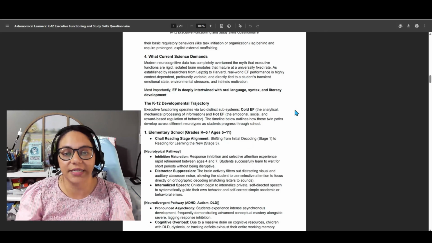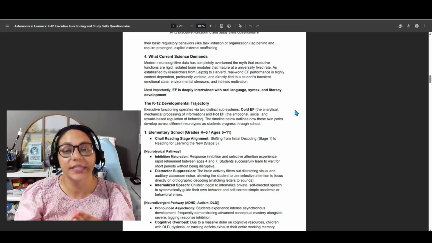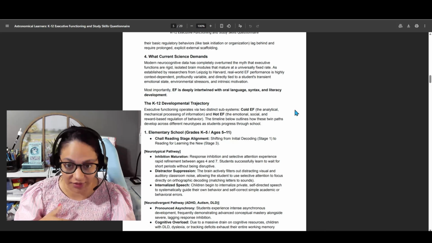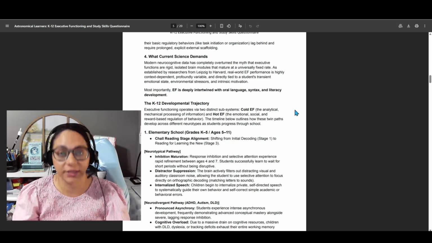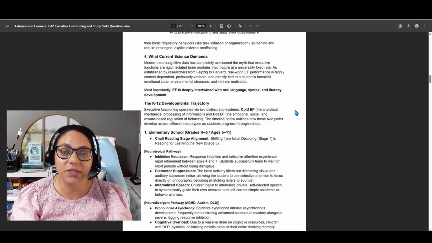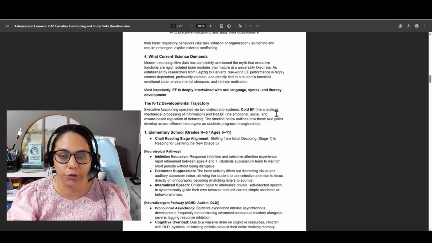What I want you to take away from this, even if you don't download this PDF, is that executive functioning is deeply intertwined with oral language, syntax, and literacy development. This is why advocates like myself are fighting for literacy as a civil right, because it is deeply connected to behavior. I've included here a K through 12 developmental trajectory.